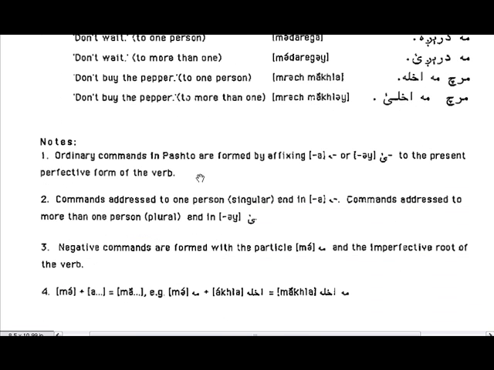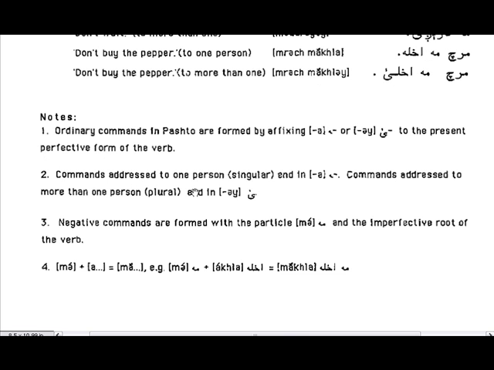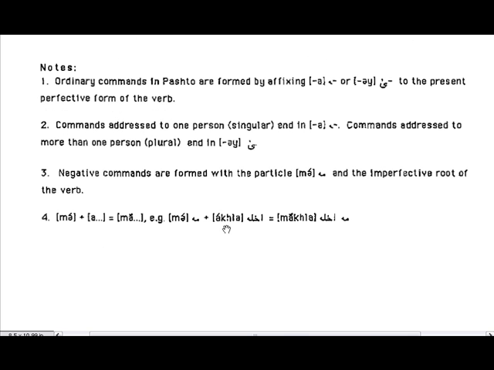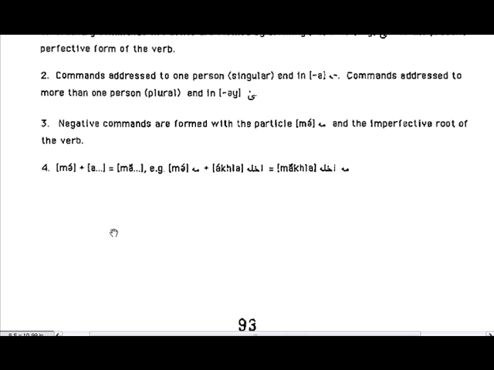Notes. Ordinary commands in Pashto are formed by adding the affixes a or e to the present perfective form of the verb. Commands addressed to one person, singular, end in a or ha. Commands addressed to more than one person, plural, end in e. Negative commands are formed with the particle ma and the imperfective root of the verb. So ma plus a becomes ma. An example would be ma akhla.